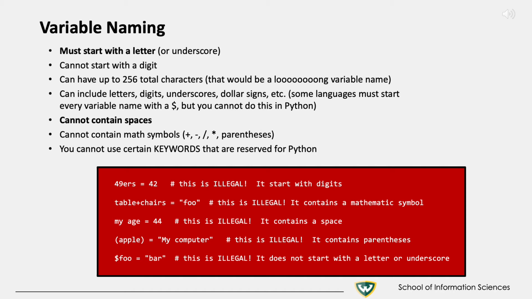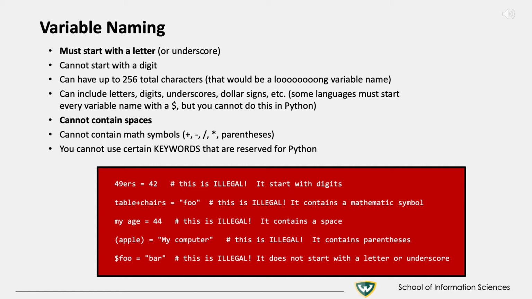What you can have is underscore or camel case. There are other ways to add multiple words together to describe your variable that allows you not to have to worry about spaces. And it cannot contain math symbols. Lastly, there are certain keywords that are reserved for Python, and you cannot use these as variable names.